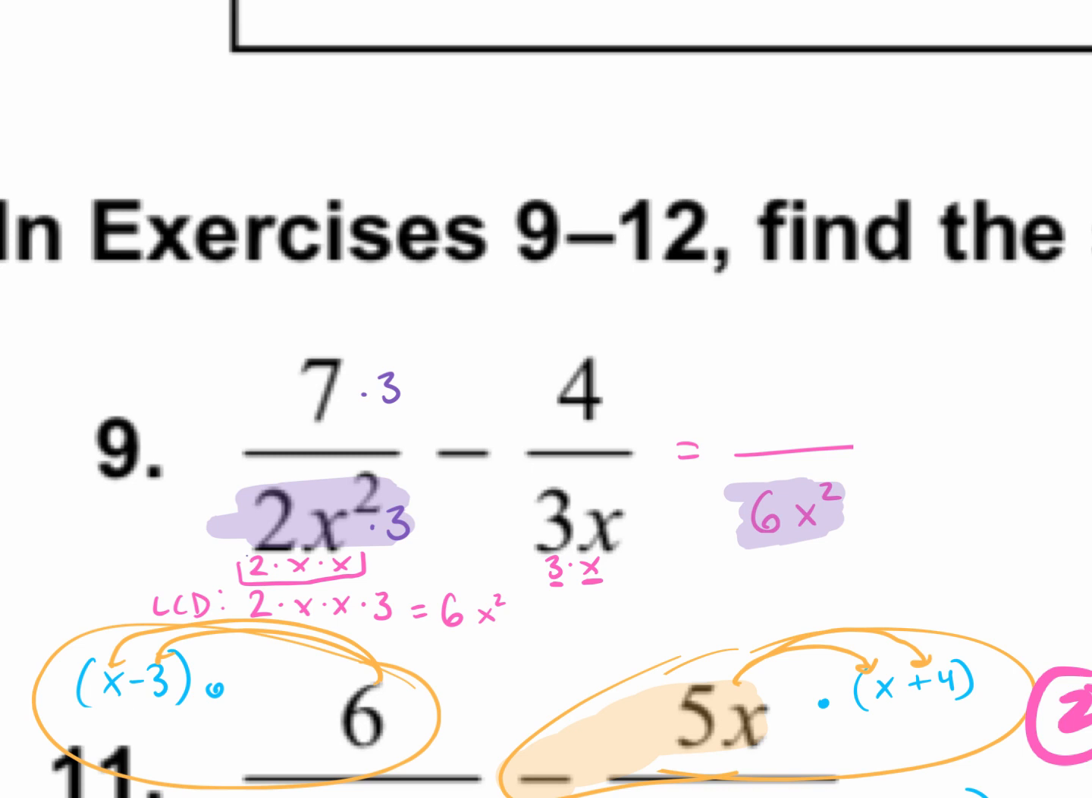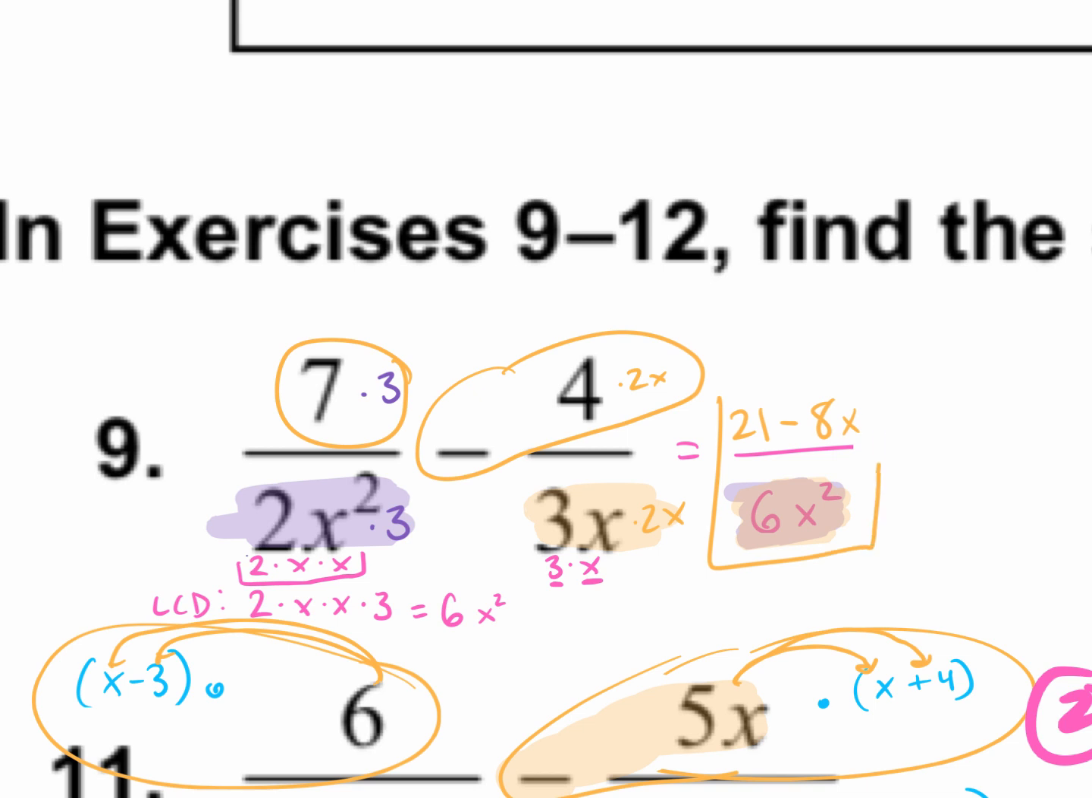Let's do the same thing with the second one. I have 3x in my denominator. What am I missing? 2 and another x, because I need it to be 2 times x times 3. So I already have a 3x, so I'm missing 2x. I'm going to multiply the top and the bottom times 2x. Now on the bottom, that gives me 6x squared. So we're good there. On the top, we can just combine them together now. So I'm going to multiply. 7 times 3 is 21 minus 4 times 2x would be 8x. So this would be our answer.